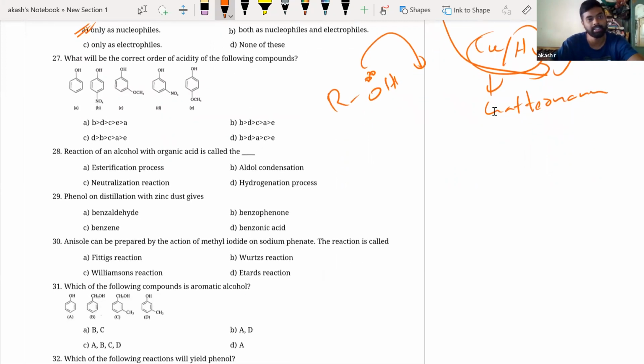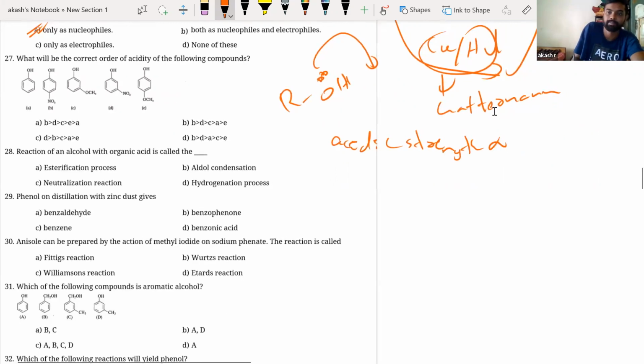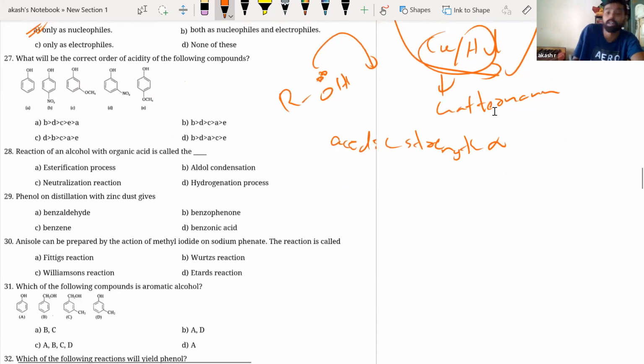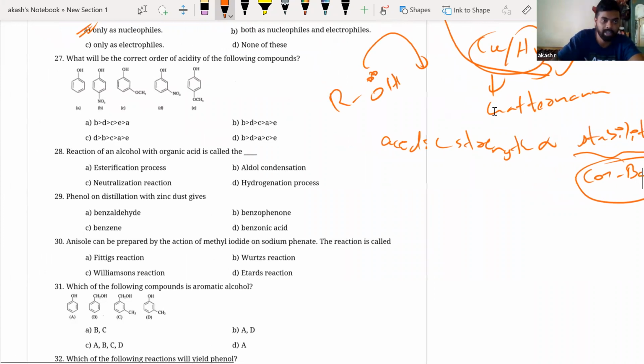Now the correct order of acidic strength of the following compounds is very easy, right? So all you have to understand is the acidic strength is directly proportional to the stability of the conjugate base. What is conjugate base? After removing H plus, whatever is remaining is what is called as your conjugate base, right? You remove H plus, something will be remaining in the acid. That is your conjugate base. So if the conjugate base formed is stable, right, then that particular acid is a strong acid, right?